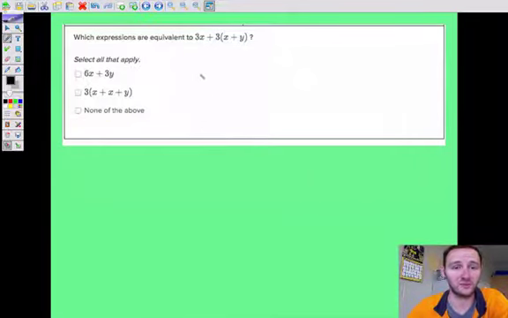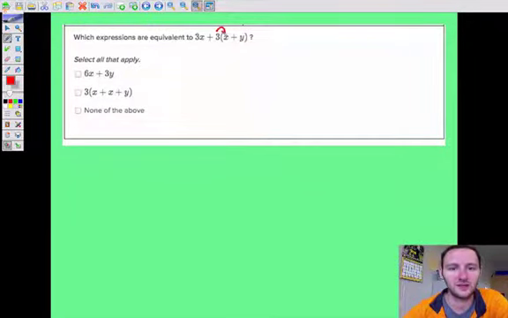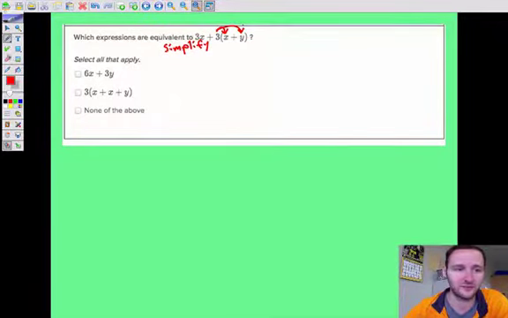Then here's another problem from Khan. It says which expressions are equivalent to 3x plus 3 parentheses x plus y. The choices we are given here are written in different forms. It's either this one, or neither. So what we're going to do is use distributive property here, and we're going to simplify this as much as we can. And then we're going to simplify these as much as we can and see if they match up.